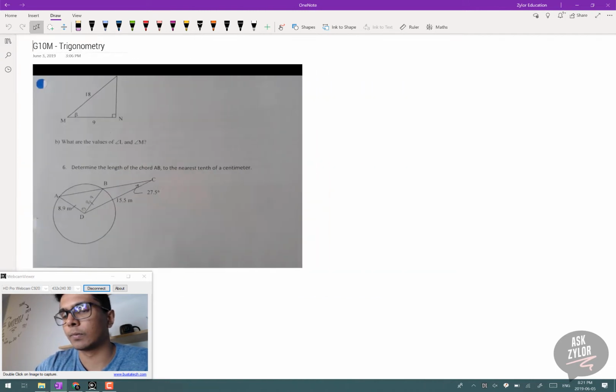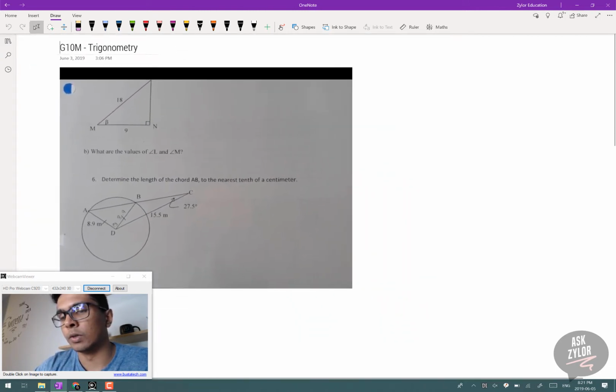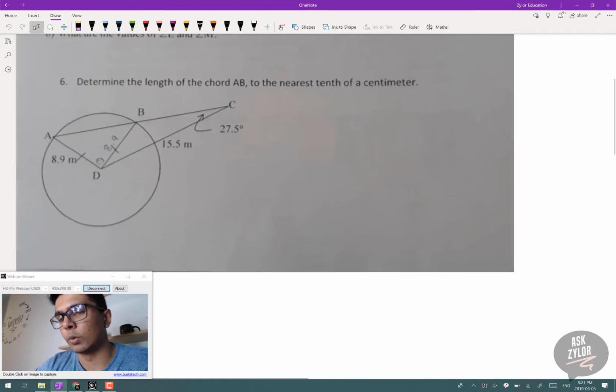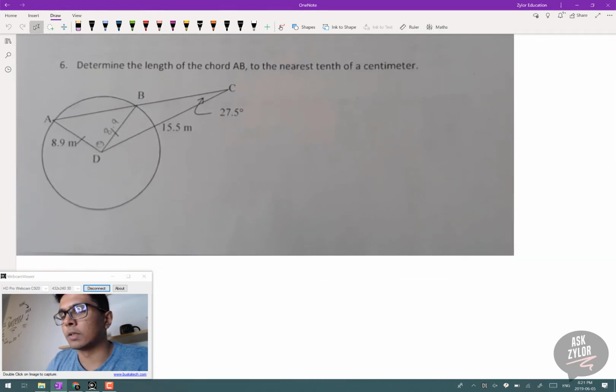Okay. So we're doing a grade 10 trig question, so we're dealing with question number 6. We're asked to determine the length of the chord AB, so from this point, to the nearest tenth of a centimeter. And they've given us some information. They've told us this is 8.9. They told us this and this side are the same, so we also know this is 8.9. But they also told us this distance and this angle over here.